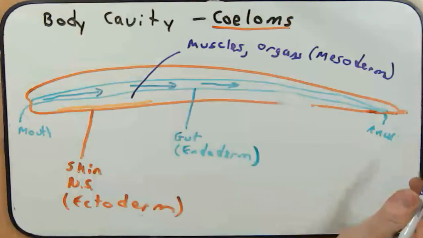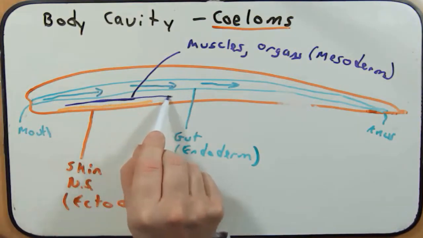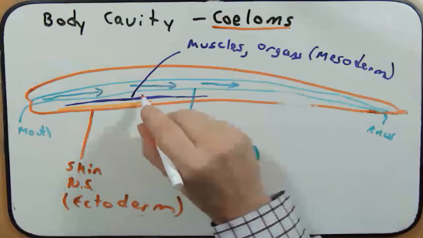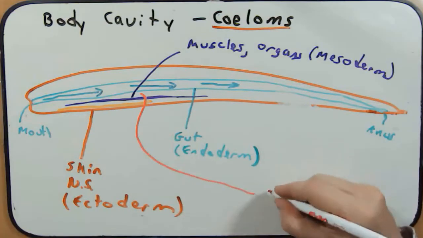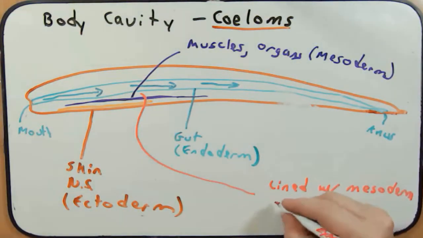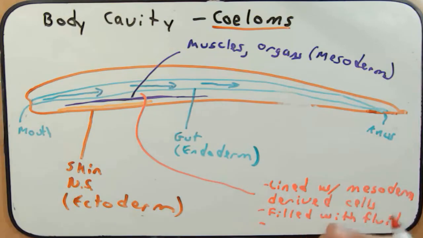And because the muscles and organs are somewhat difficult to draw, and they're kind of varied in many ways, I'm just going to draw it as kind of this line through here. Now, besides these three different groups of tissues here, we also have this space here. And it's a space that is lined with mesoderm-derived cells, and it's filled with fluid. This is in essence that space where the organs rest in, and it is this space that we call the coelom.